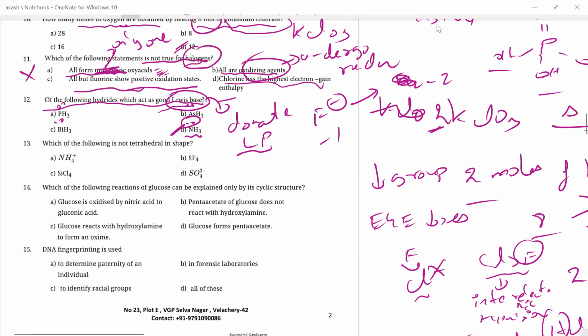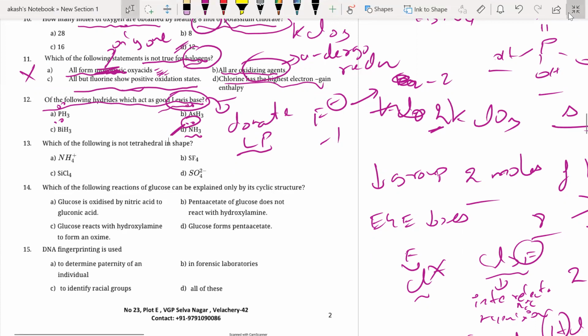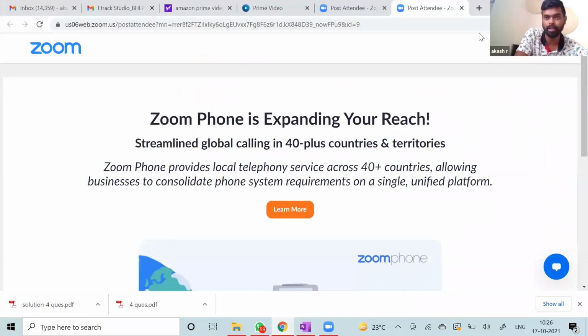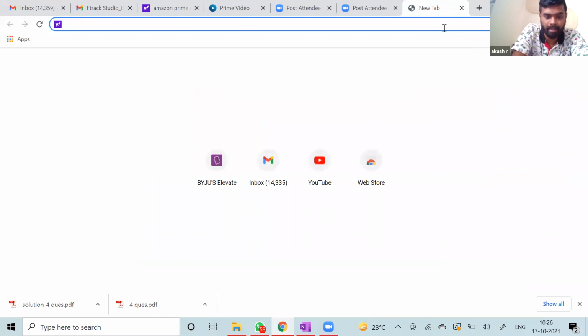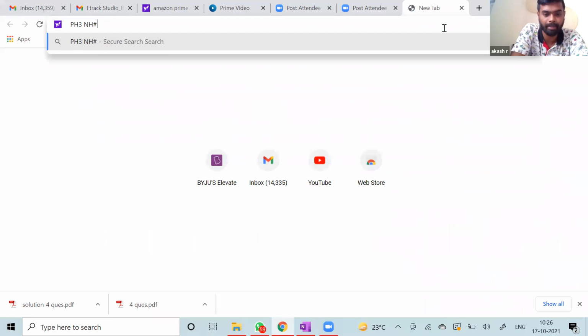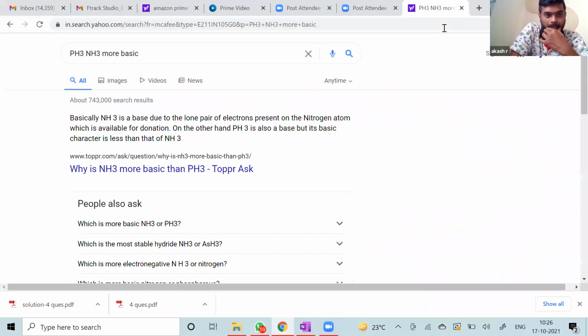But let me check this. I want to check this in Google. PH3, NH3, more basic. Basically, why is NH3 more basic than PH3? Okay, that means definitely NH3 is more basic. NH3 is a base due to the lone pair of electrons on nitrogen available for donation. PH3 also has a lone pair, but it's weaker.